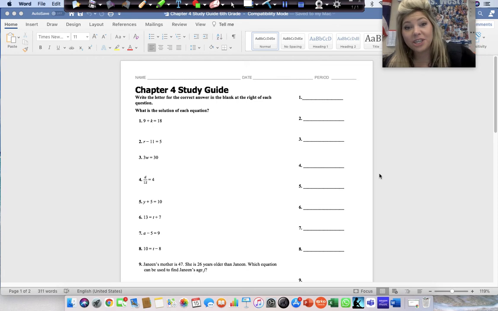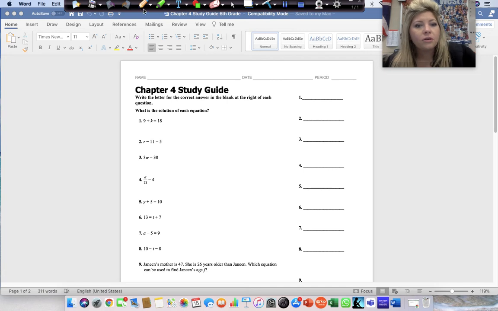Well, today we are doing the chapter 4 study guide, so make sure that you are following along on your paper. Make sure that you are correcting anything that you missed on your paper. Make sure that you are rewriting how it should have been written, how it should have been worked out, so that you know how to study best for the test.